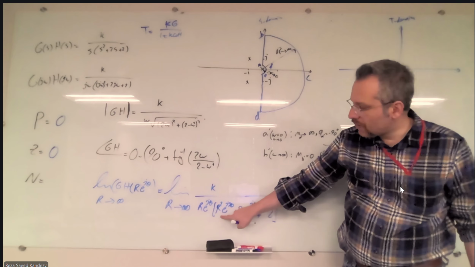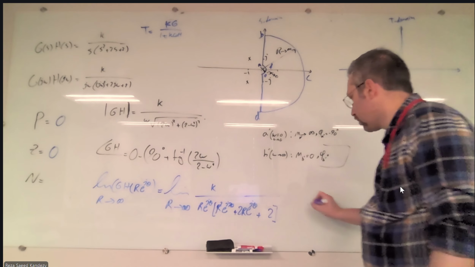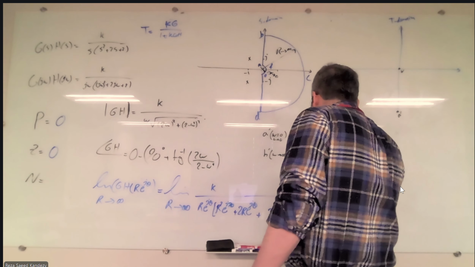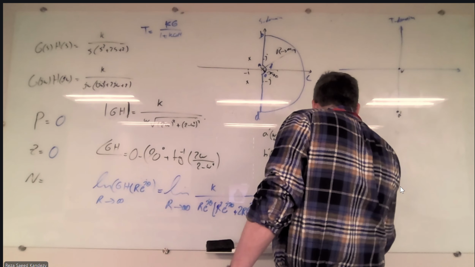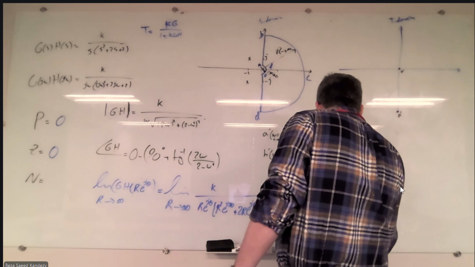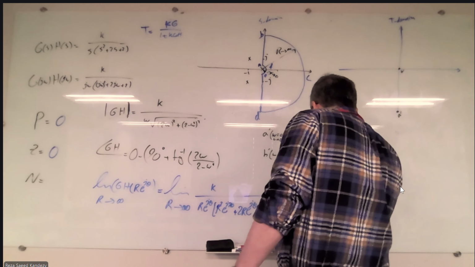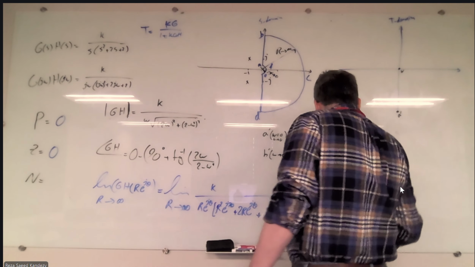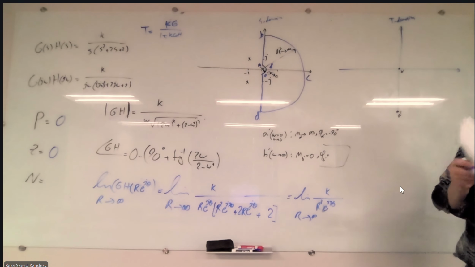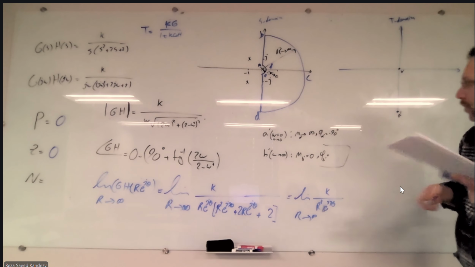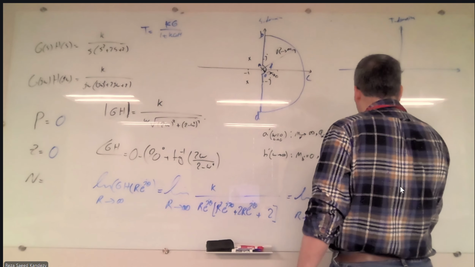So we are going to have R squared times R. This one becomes the limit of K over R cubed, e to the power of j3θ, when R goes to infinity. Now, we want to have B prime, C prime, and D prime. So B prime, C prime, and D prime.